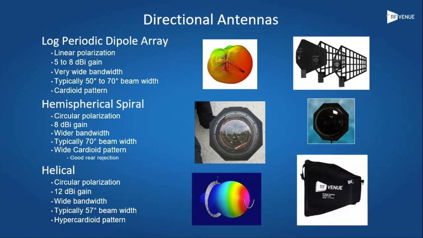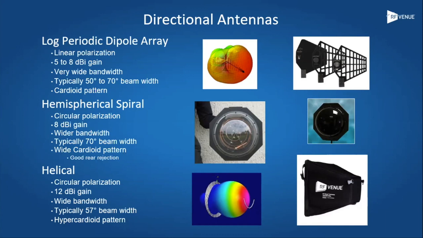The LPDAs, paddles or shark fins, have a pattern that's very close to a cardioid microphone. It is slightly squashed from above and below, and it has about 5 to 6 dBi of gain on axis. Hemispherical spirals have more of a wide cardioid pattern, and they have very good rear rejection. And they have about 8 dBi of gain on axis. And then our helicals have a hypercardioid pattern with around 12 dBi of gain.